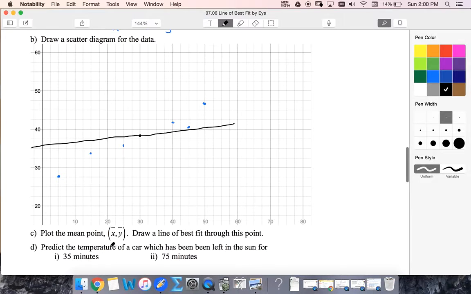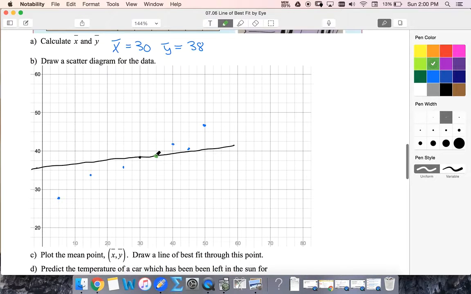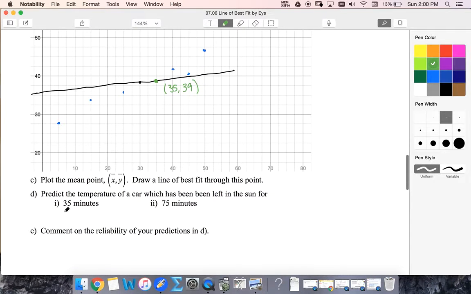So predict the temperature of a car that's been left in the sun for 35 minutes. I'm going to use my graph this time. 35 minutes would be about here. So that looks like it's just above my mean point. So maybe 38.5 or 39. So I'll call it 39 degrees.